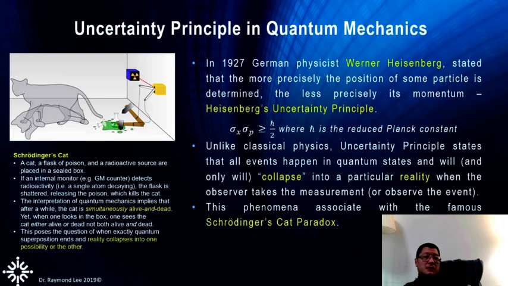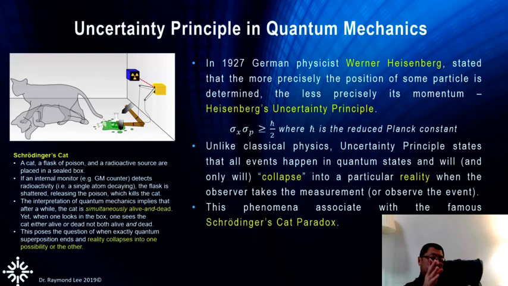For all those who have heard of this beforehand, you know what this is. It is a paradox, in fact invented by Schrödinger, so it's called Schrödinger's cat. There is a cat, a flask of poison, and a radioactive substance inside. If there is an internal monitor, a GM counter, for example, it will count the radioactivity and detect the atom decay. The flask is broken and releases the poison and kills the cat.